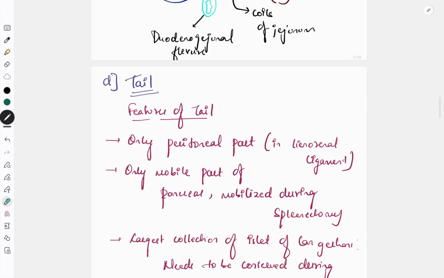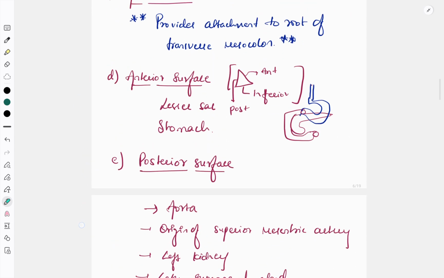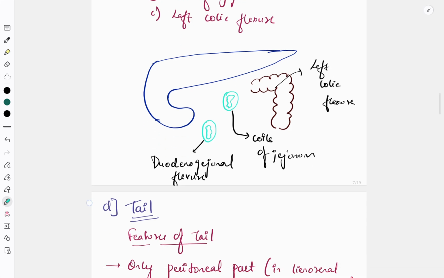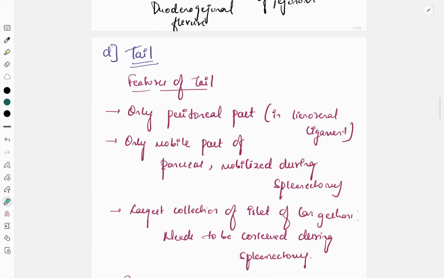So the main part of pancreas is the relations, and in the relations also, the main thing to remember is about the body of the pancreas. So now we are done with that, because the neck is very easy, and the head also you can see and write. Body also is easy because you can see and you can write. So the next part is the tail of the pancreas.